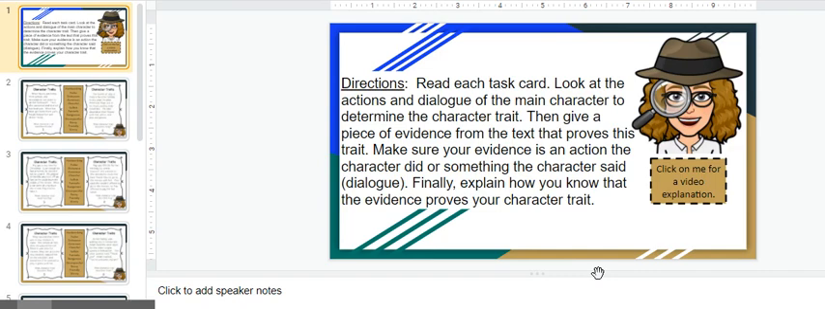Okay, then finally, this is something new. So we did that part in class, but I'm going to have you add something to it. Explain how you know that the evidence proves your character trait.